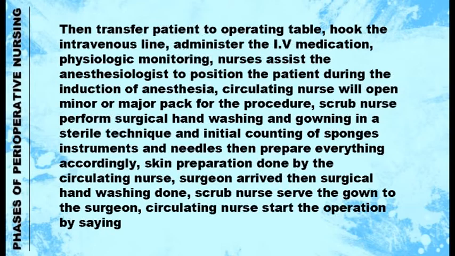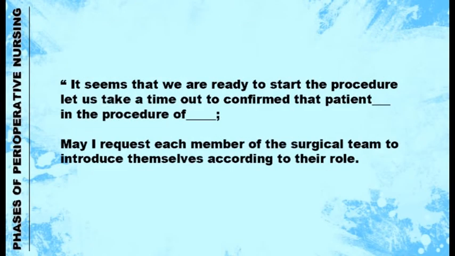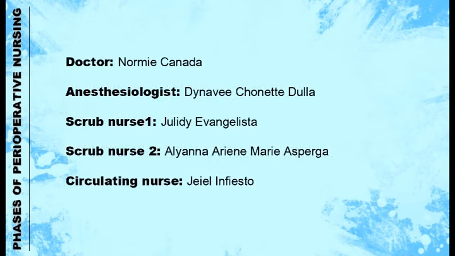The circulating nurse starts the operation by saying, "It seems that we are ready to start the procedure. Let us take a time out to confirm that patient Michelle Gulman is here for the procedure of appendectomy. May I request each member of the surgical team to introduce yourselves according to your role. Dr. Normie A. Canada, MD, the surgeon. Dr. Dinave Chanet De, MD, the anesthesiologist. Julie the Evangelist, RN, Scrub Nurse 1. Aliana Marie Asperga, SN, Scrub Nurse 2. Giselle Doler, SN, Circulating Nurse."